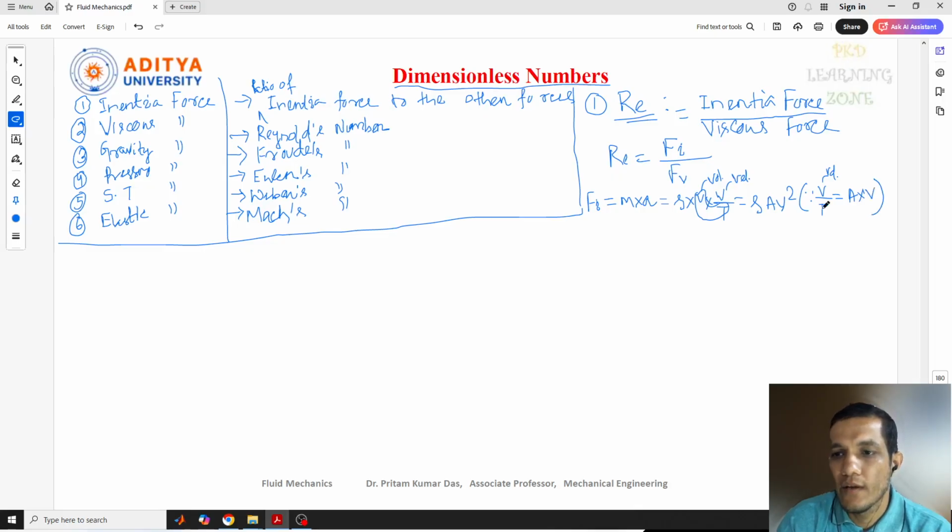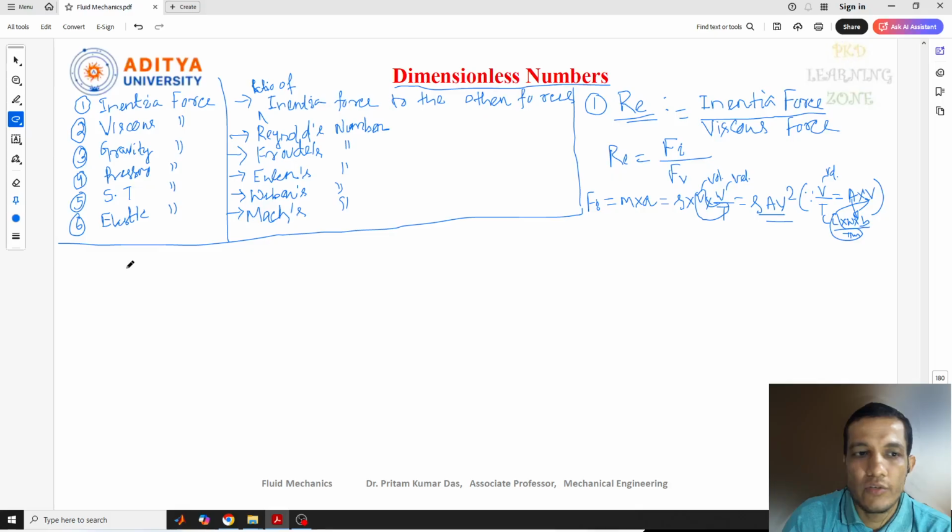How did it come? We know that velocity equals distance per time. Here volume means length, width and breadth, and each of those is a distance. So this is length, width and breadth divided by time. If I consider length by time, that is our velocity, and width and breadth are taken as the area. That's why it is area into velocity, and that's why I have written rho into A into v square. That is our inertia force.